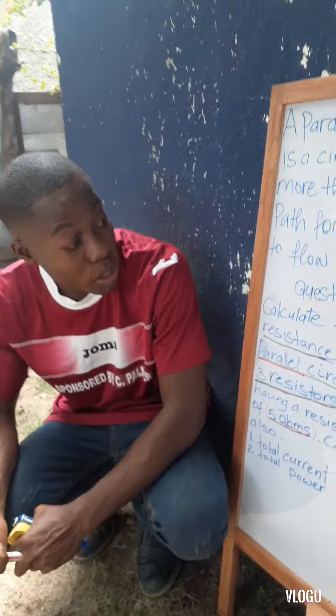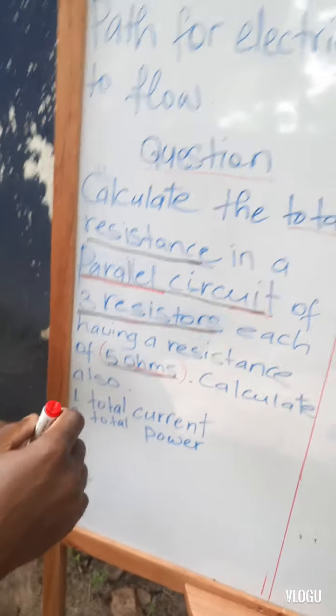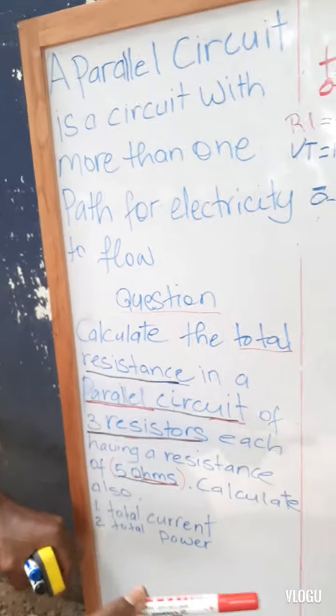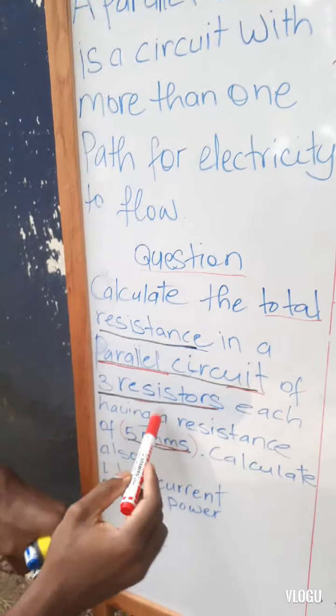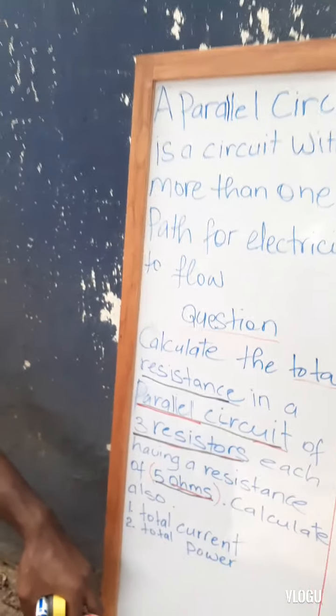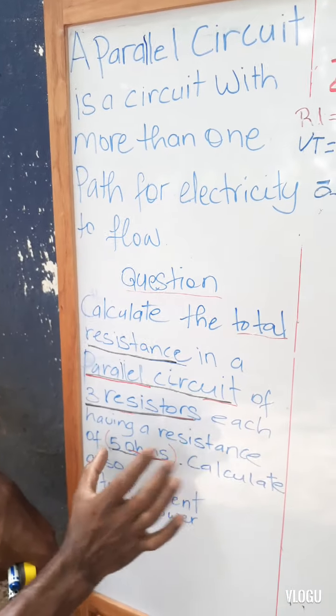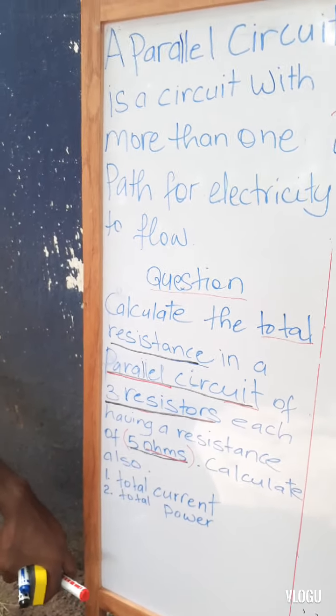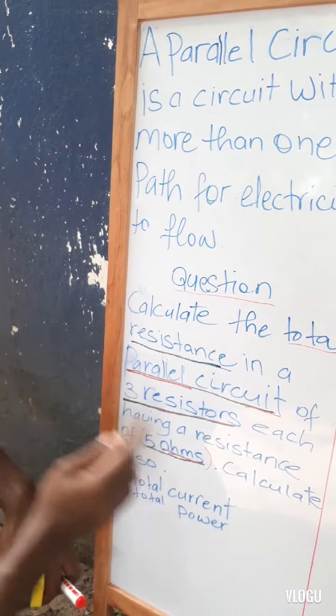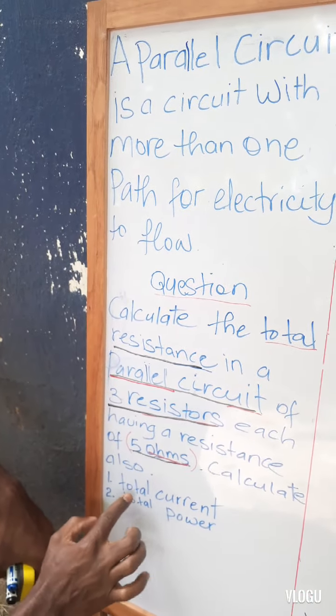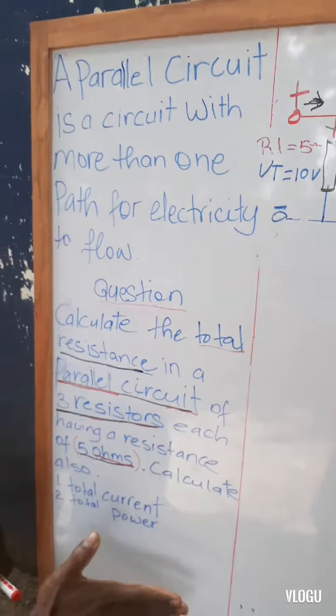Okay, so we want to get to the question. I have the question written out on this little board I have here. The question is this. It says: calculate the total resistance in a parallel circuit of 3 resistors, each having a resistance of 5 ohms. And it also goes further to say: calculate also the total current and the total power within the parallel circuit.